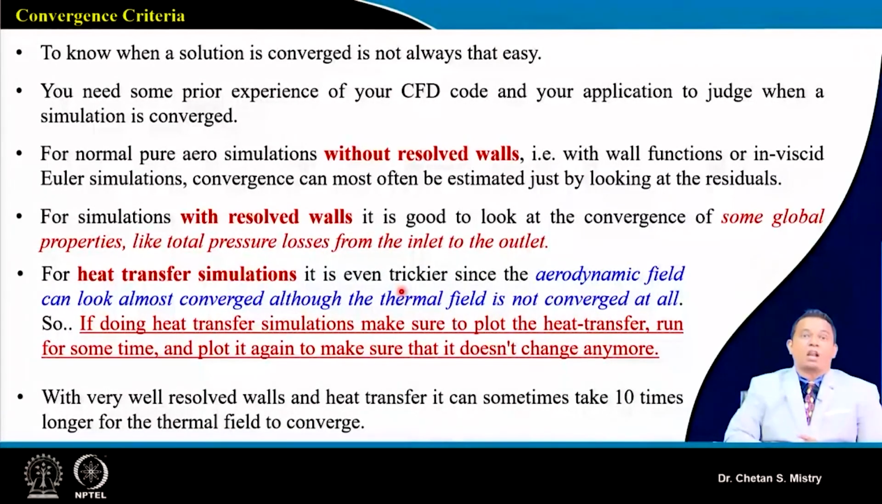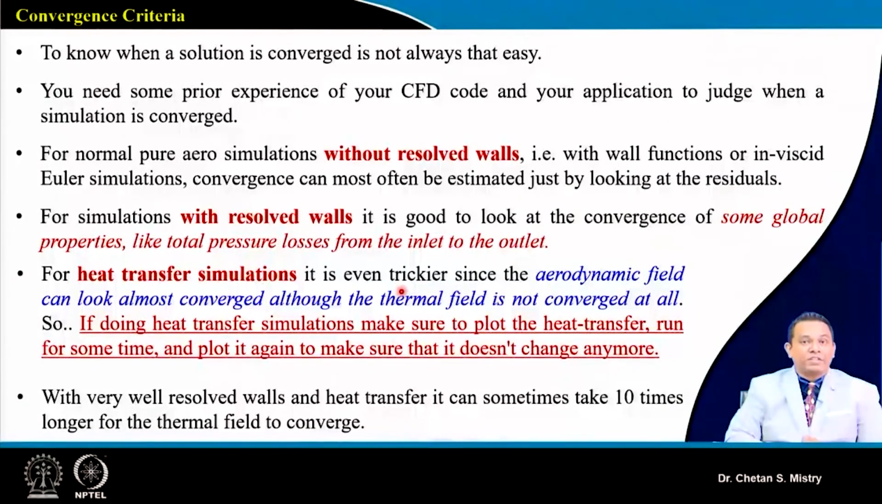So there are best practice guides available for that. People use the RMS value, root mean square value, as a residual in order to observe how my convergence is happening. They used to say 10 to the power minus 4, 10 to the power minus 5, 10 to the power minus 6 as the residual value. We can say that further change of that parameter will not be happening.